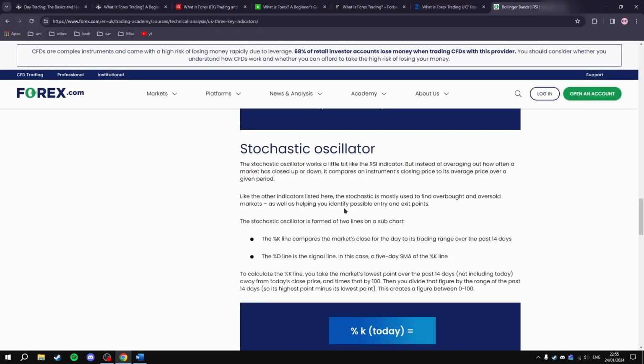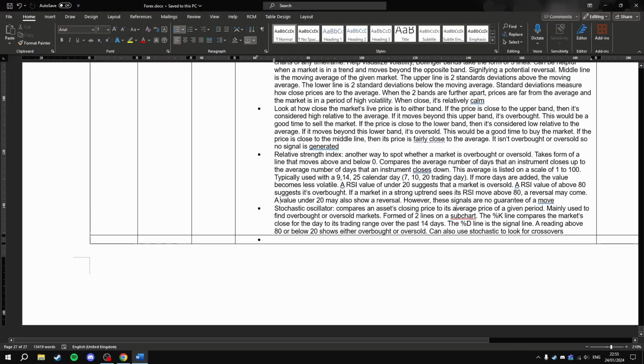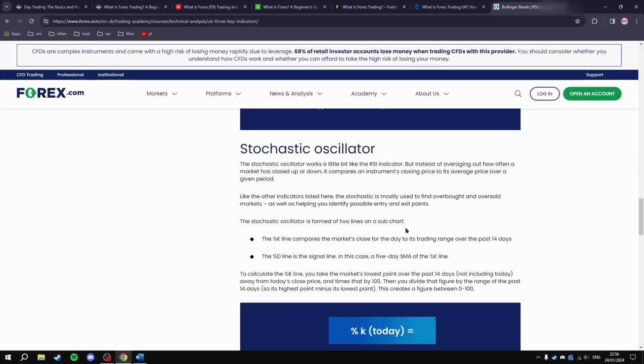Like the other indicators listed here, the stochastic is mostly used to find overbought and oversold markets, as well as helping you identify possible entry and exit points. So, what do I write here? Mainly used to find overbought or oversold markets.